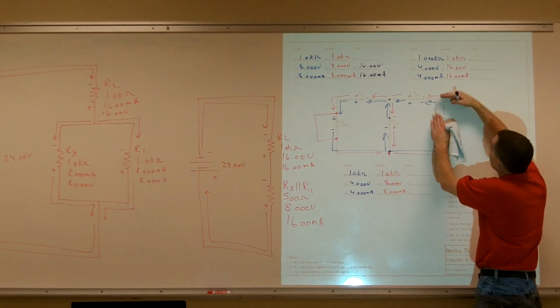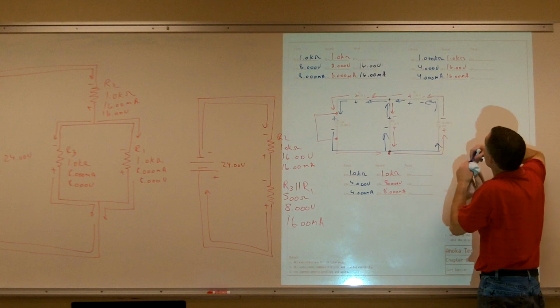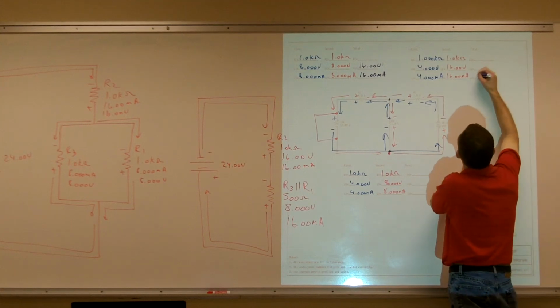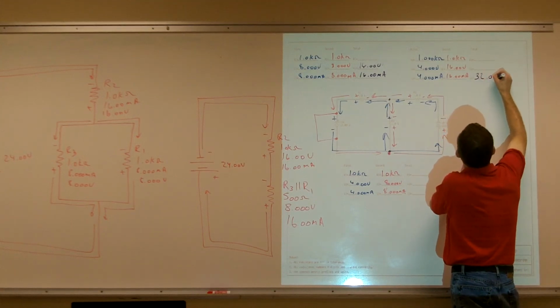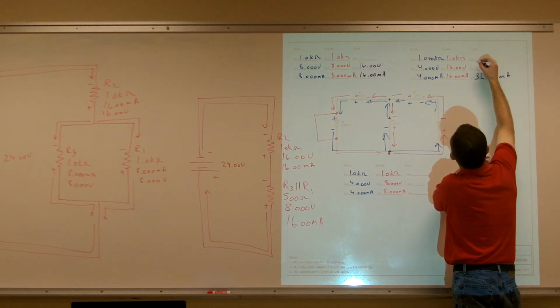R2 is the same thing. I have 16 milliamps, both going in the same direction. Those two are going to add up, so now I'm going to end up with 32 milliamps of current. So what's that going to give me for voltage?